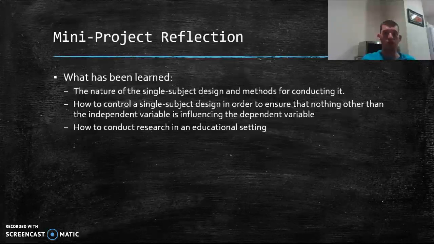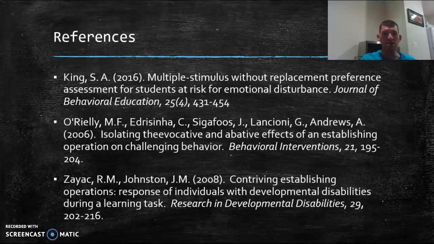So just what has been learned through the mini project. We've learned the nature of the single subject design and methods for conducting it, how to control a single subject design in order to ensure that nothing other than the independent variable is influencing the dependent variable, and we learned how to conduct research in an educational setting. These are the references that we used for making the mini project, and that's it.